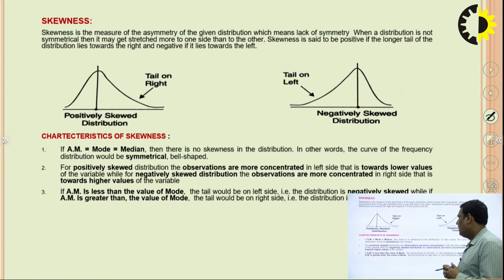Third one, if the arithmetic mean is less than the value of mode, then the tail would be on the left side, and the distribution is negatively skewed, while if the arithmetic mean is greater than the value of mode, the tail would be on the right side and the distribution is positively skewed.